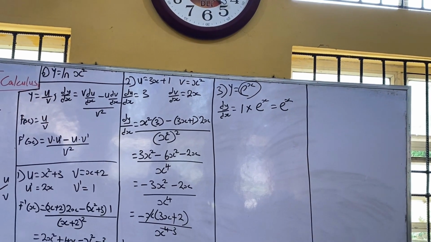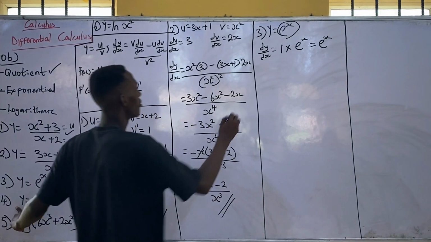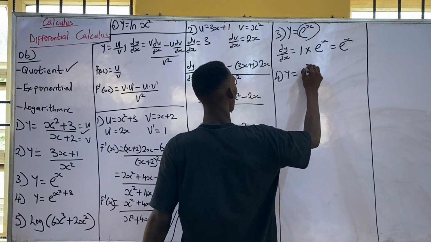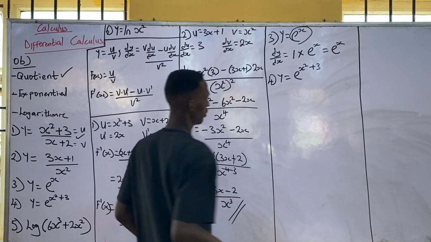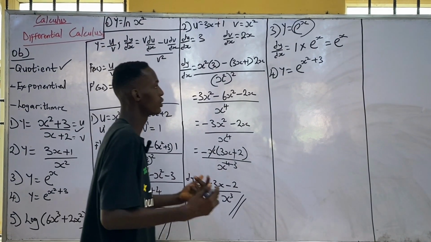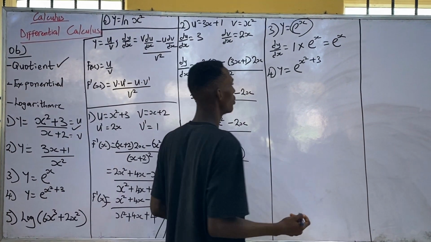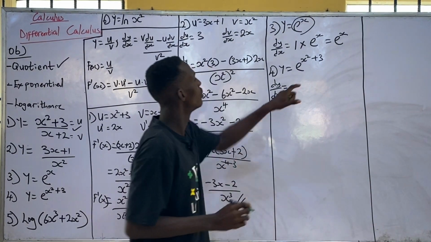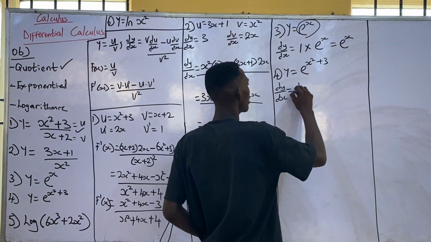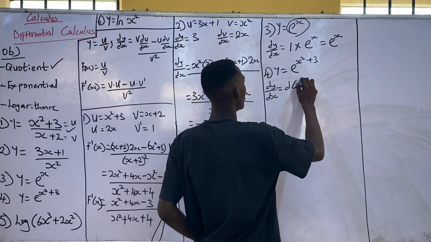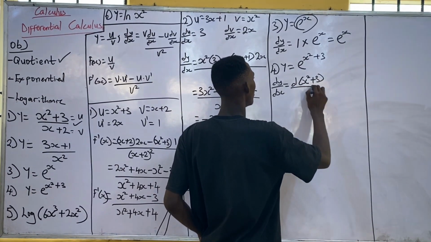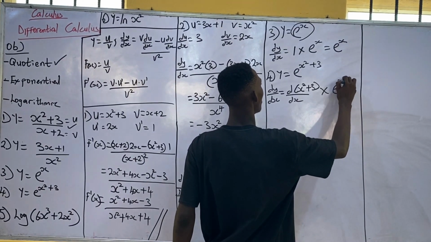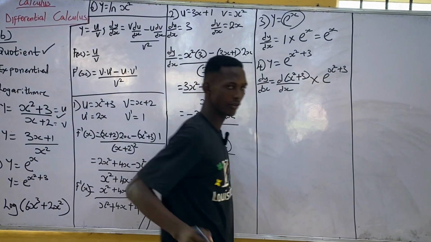Now, whenever you are solving something like this, that was number 4, where we have y is equal to e to the power of x squared plus 3, people get confused. So this is what we do. Our dy over dx is equal to, we find the differentiation of the power, times e to the power of x squared plus 3 itself.